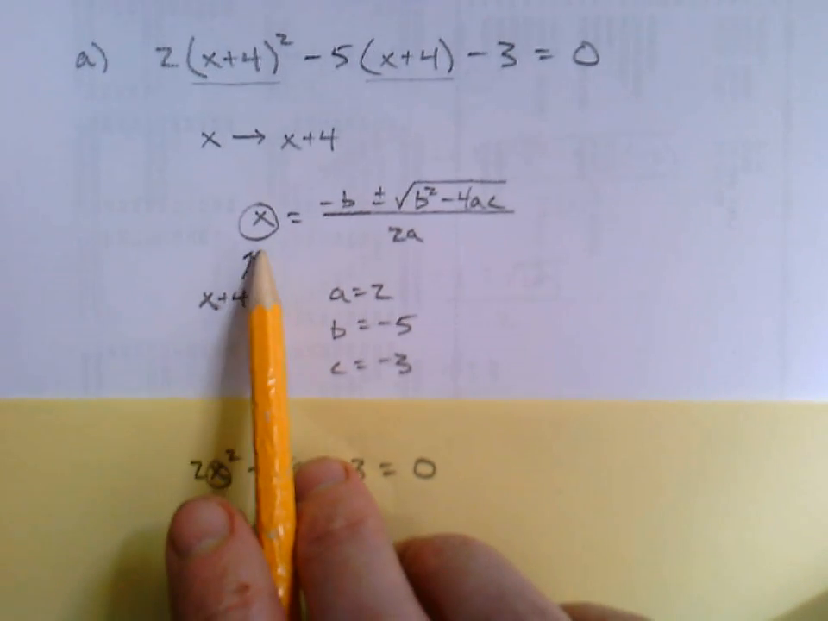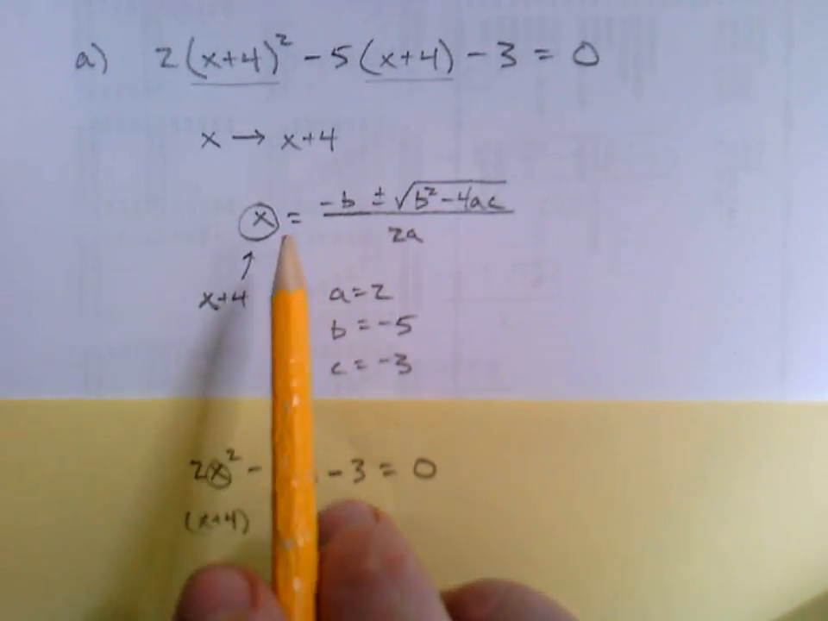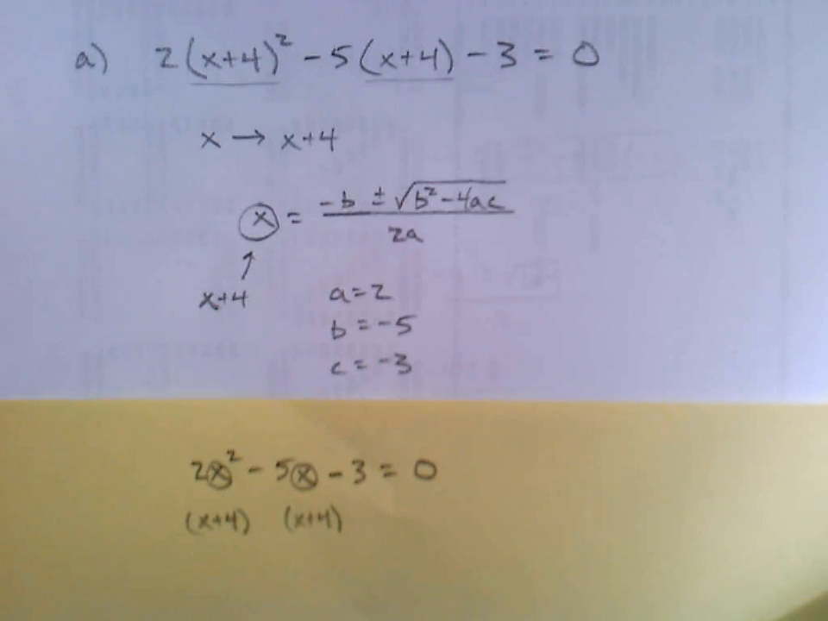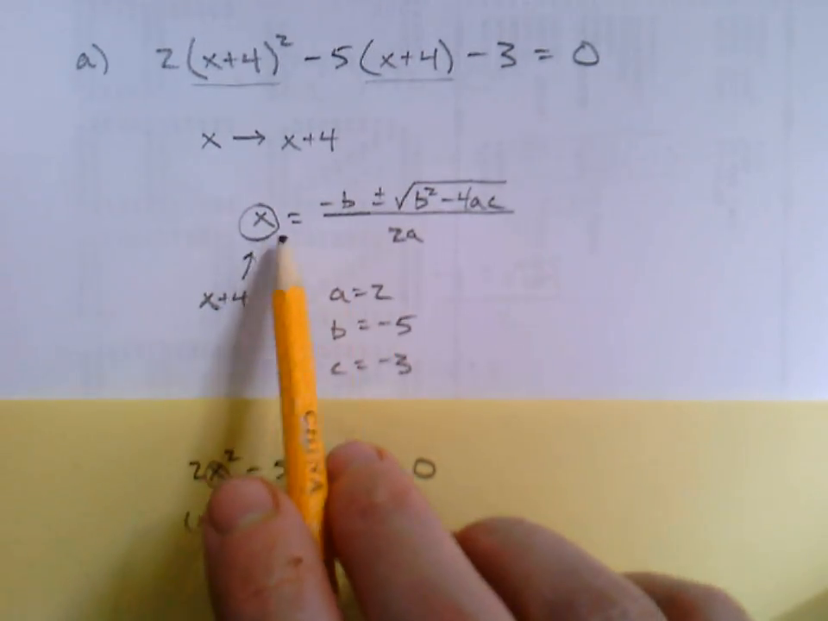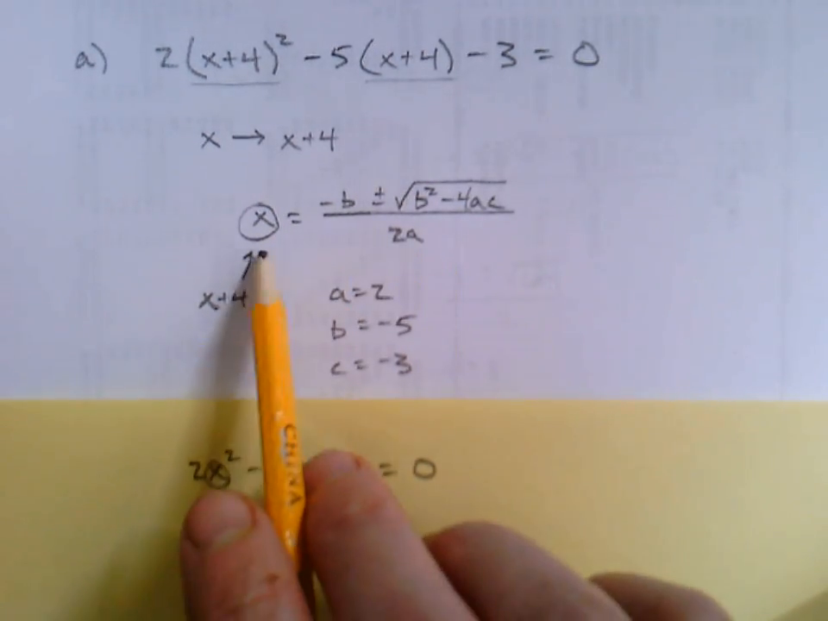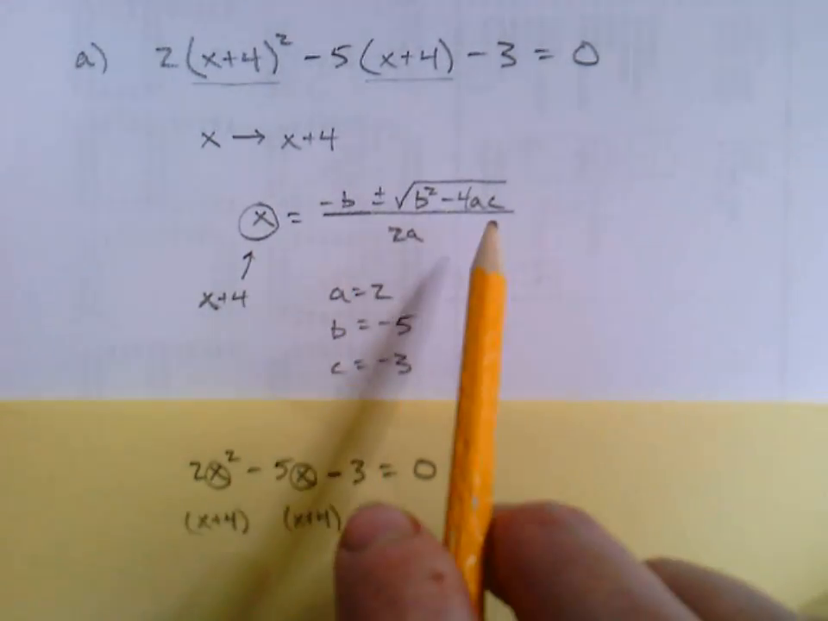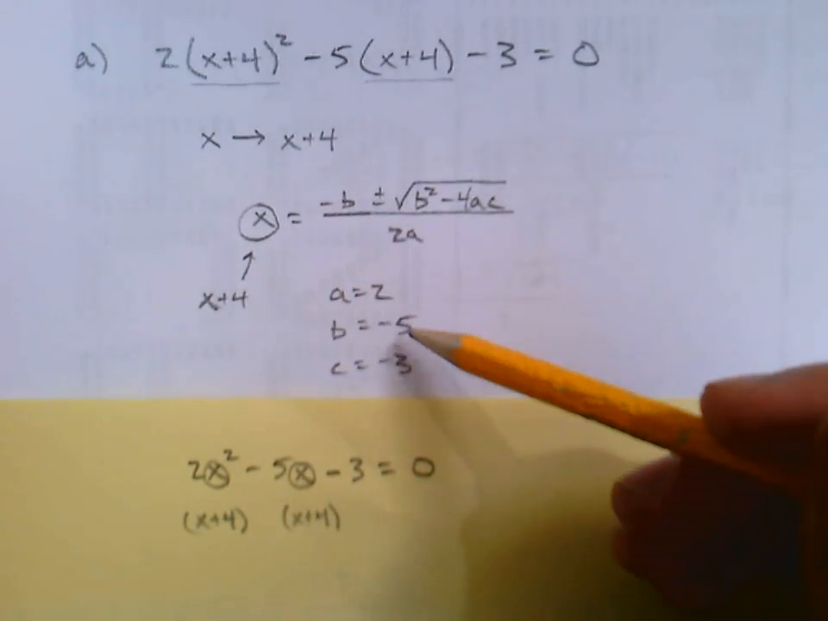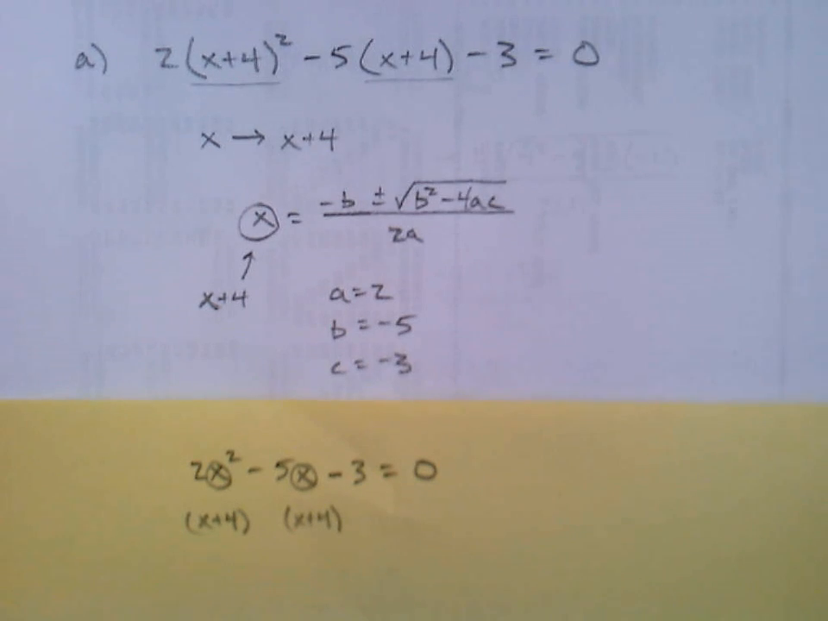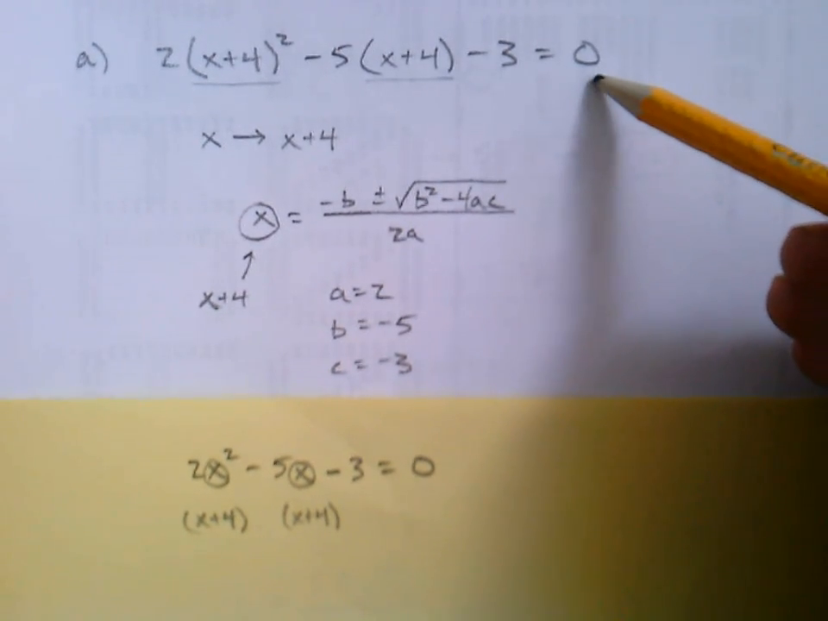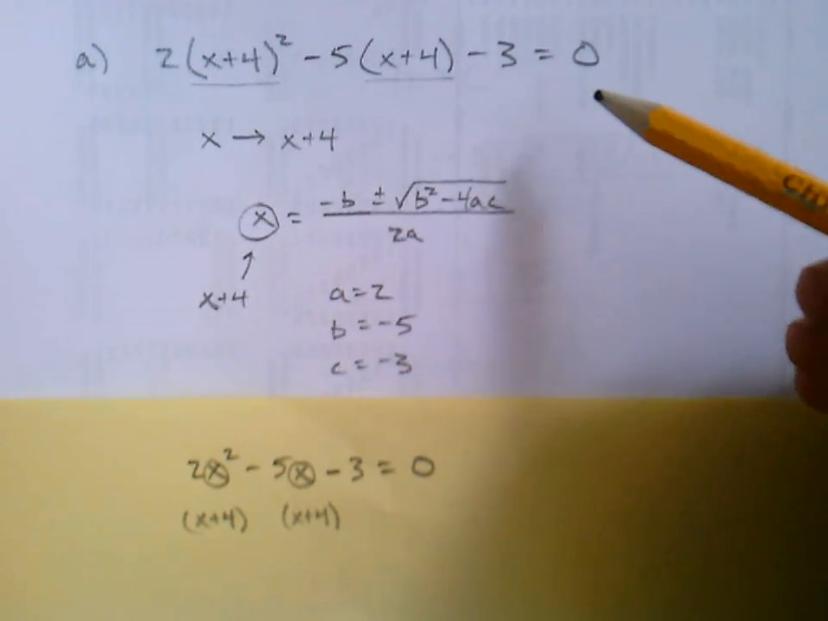So in the quadratic formula, we're going to just do the same substitution, or the same replacement. Instead of x equals, it's now going to be x plus 4 equals. But we can still use all those same values of a, b, and c. And this is a really, really clever way to solve something like this.